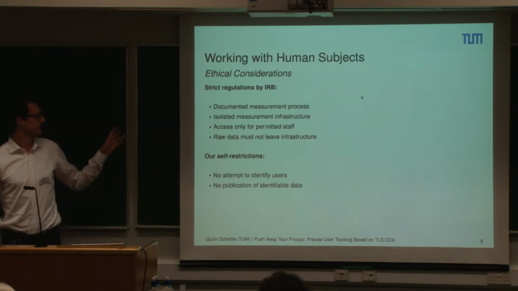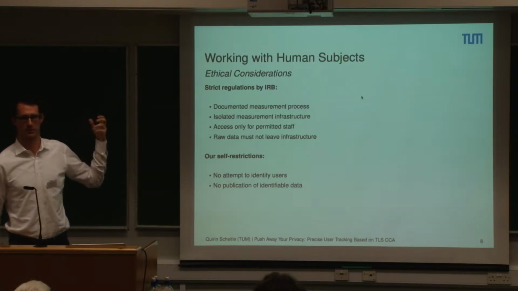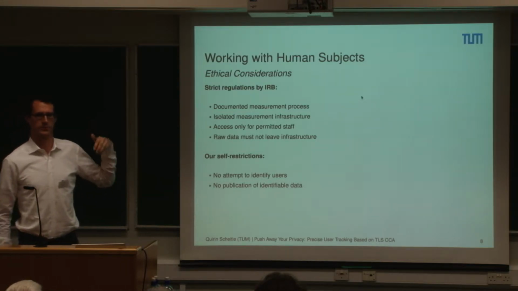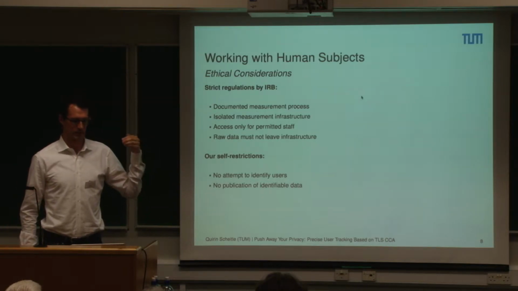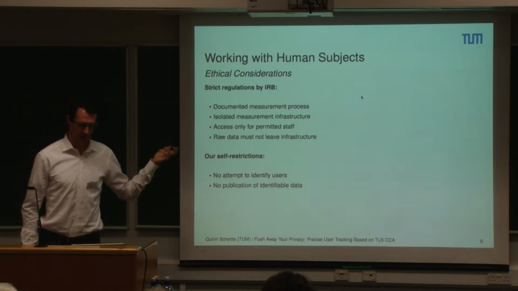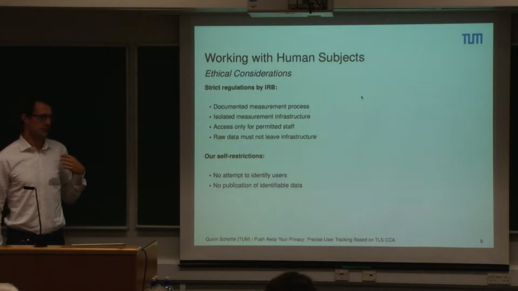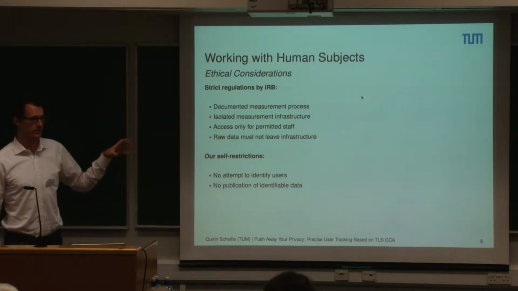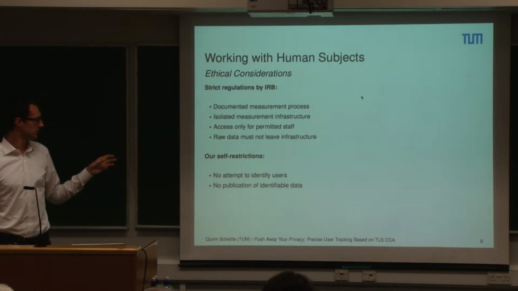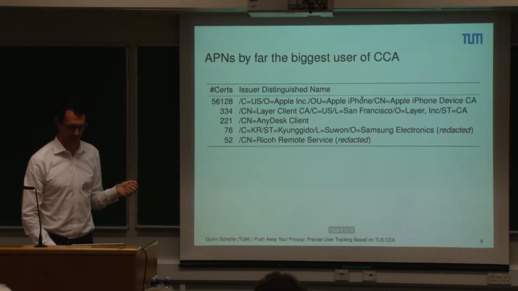But before we do that, we have to go through these ethical considerations. What are we doing? Is this harming users? Because we are working on real human subjects. So we have IRB regulations, which say, before you do anything, document it. Isolated measurement infrastructure, only certain people may access it. You must not copy the raw data anywhere. I guess that's standard procedure. And also we restricted ourselves: we will not try to identify actual users, so we will not try to map those certificates to real users, which might probably be possible in many cases, and we will not publish any identifiable data, which is also, I guess, a reasonable baseline.